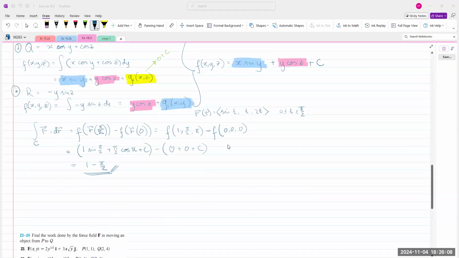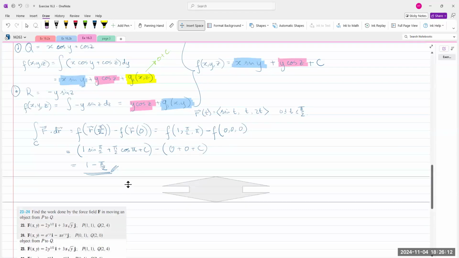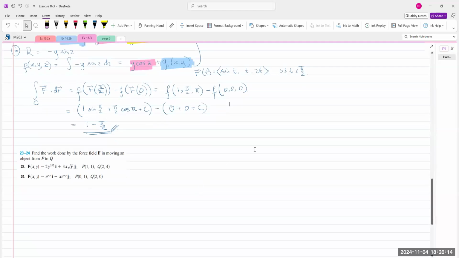Let's go on. Number 24. Find the work done by force field F moving the object from P to Q. Notice that when they say moving the object from P to Q, they don't really say if it is a straight line or another path, right? This is one sign that this vector field is actually conservative. But we still need to confirm that though.